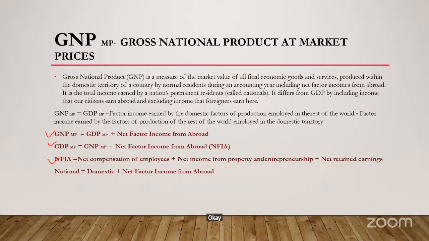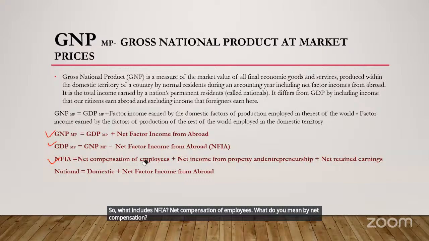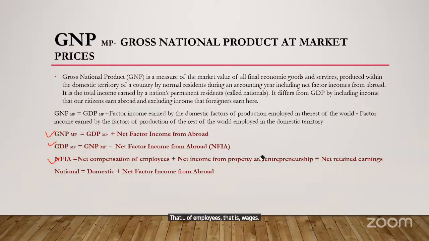Okay. And then you see there is another thing. What is NFIA? So what includes NFIA? Net compensation of employees. What do you mean by net compensation? That of employees, that is wages. Net income from property and entrepreneurship, that is rent and profit. Net retained earnings, that is kind of an interest, retained earnings, whatever is left.